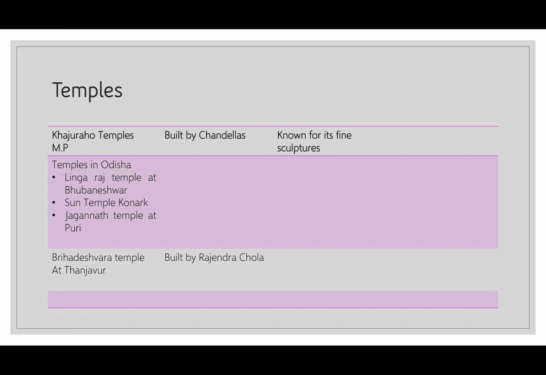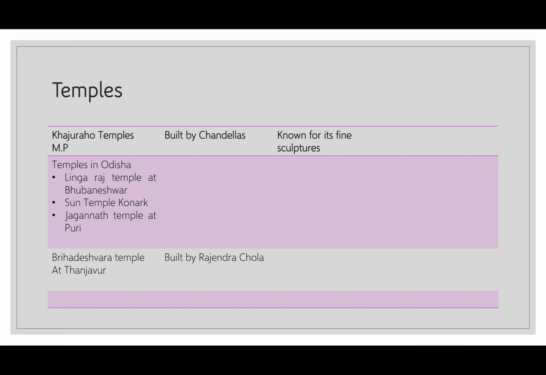Now you also have these various temples which have been mentioned. So I thought, how to learn these temples. Now the first temple that they have mentioned is Khajuraho, and the Khajuraho temples are in Madhya Pradesh, and they were built by the dynasty known as the Chandelas, and they were known for their fine sculptures.